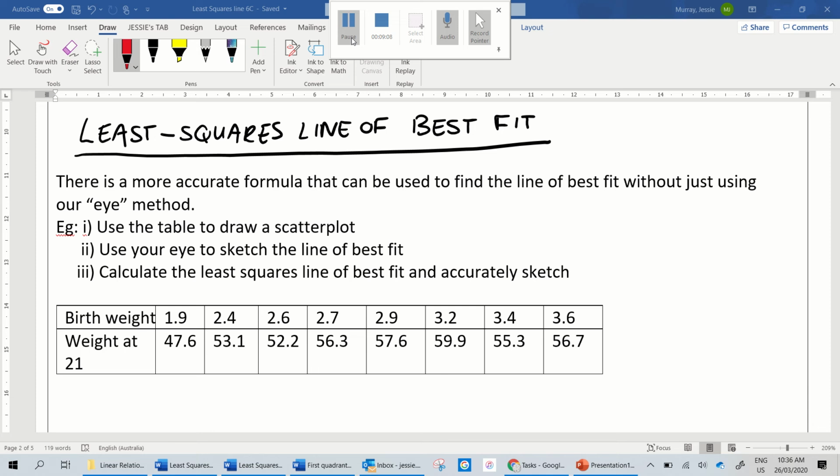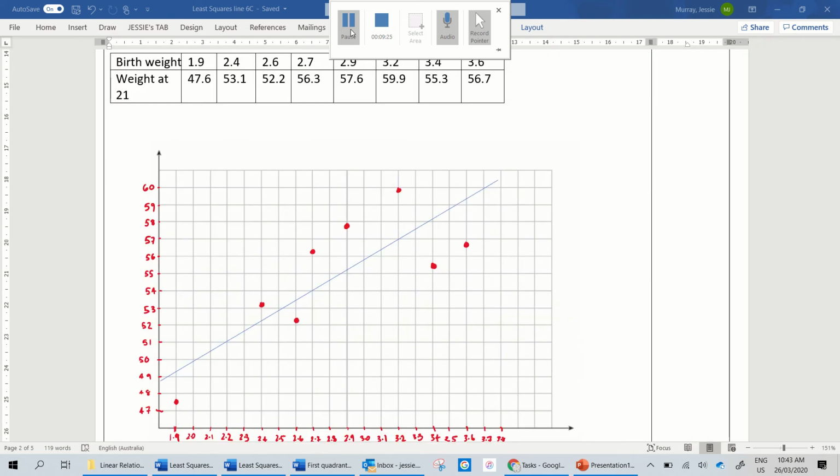It wants me to draw a scatter plot, then sketch a line of best fit by eye. So I want you to pause this video right now and do this one on your own, according to everything we just did above. What you can't do just yet is part 3, because that's the new part, okay? So pause now and do parts 1 and 2. All right, there I have it.